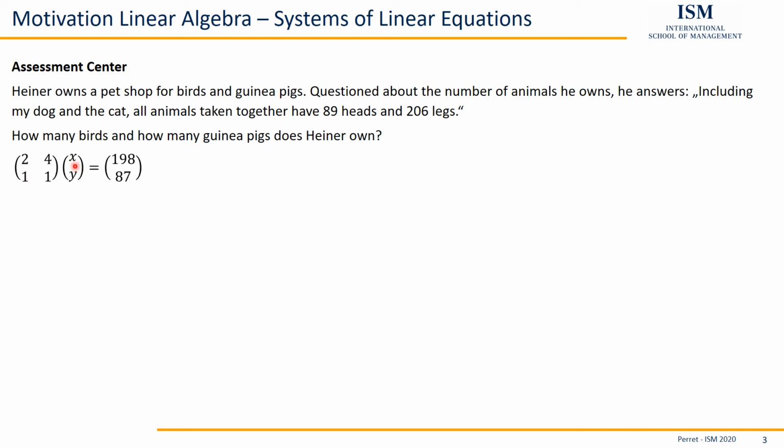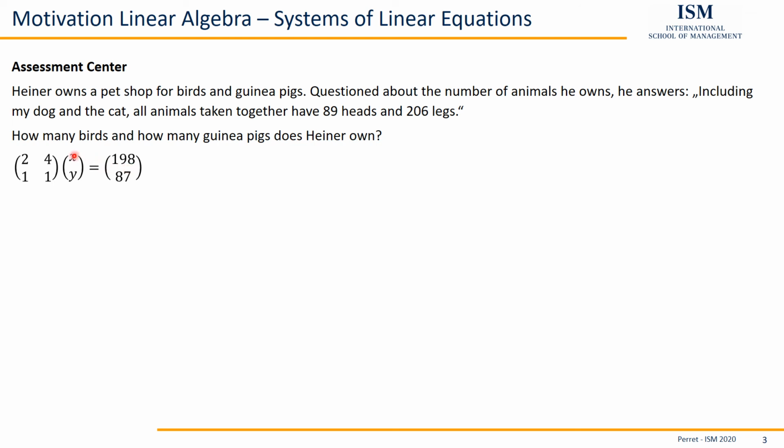So we know all birds and all guinea pigs taken together will have 87 heads. So if x is the number of birds, y is the number of guinea pigs, it's like 1 head per bird, 1 head per guinea pig, added all together give 87 heads. So the second equation actually is for heads. So the first one is for legs. Here we have each bird has 2 legs, plus each guinea pig has 4 legs. So 2 times the number of birds plus 4 times the number of guinea pigs should give us 198 legs.